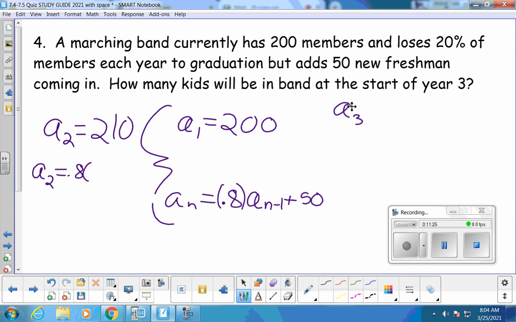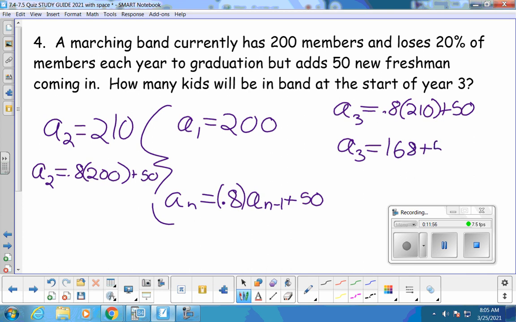Right, so 0.8 times A of 1, which was 200, plus 50. And 0.8 times 200 was 160, plus 50 is 210. Perfect. Now to get A of 3, we take 0.8 times 210, also plus 50, which is going to be 168. So A of 3 is going to be 168 plus 50, which is 218, which is our final answer.